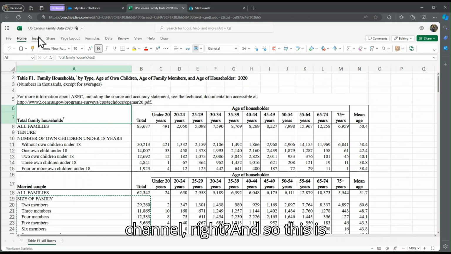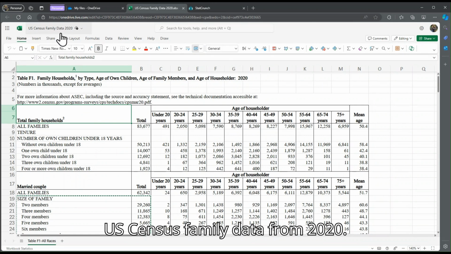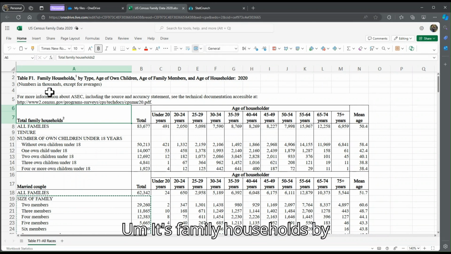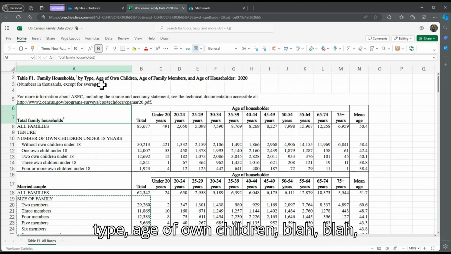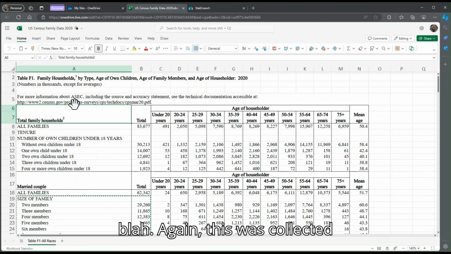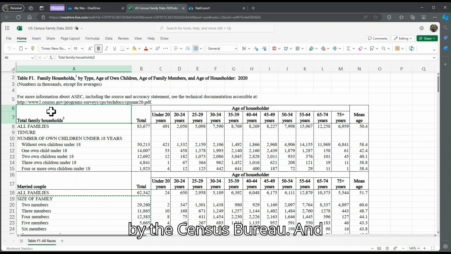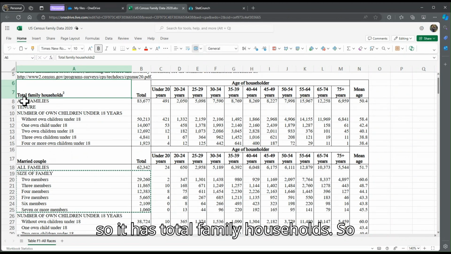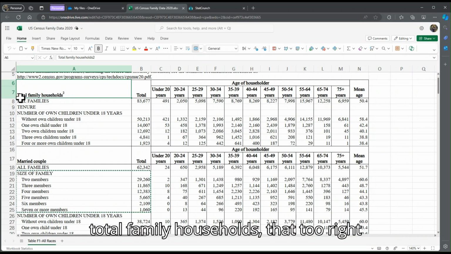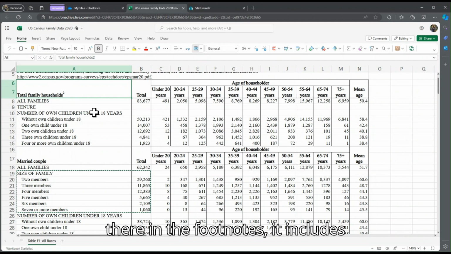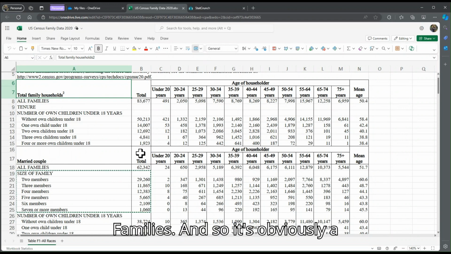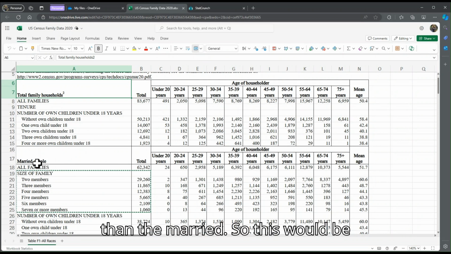And so this is U.S. Census family data from 2020. It's family households by type, age of own children, and so on. Again, this was collected by the Census Bureau, and so it has total family households. So total family households, as it says right there in the footnotes, includes traditional and non-traditional families. And so it's obviously a slightly larger number than the married.